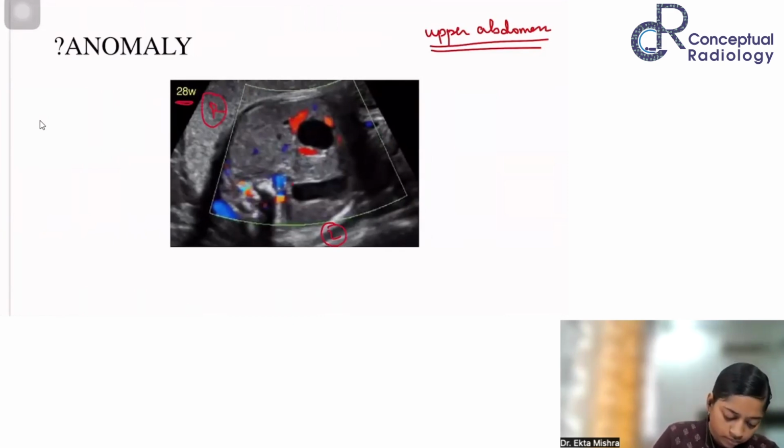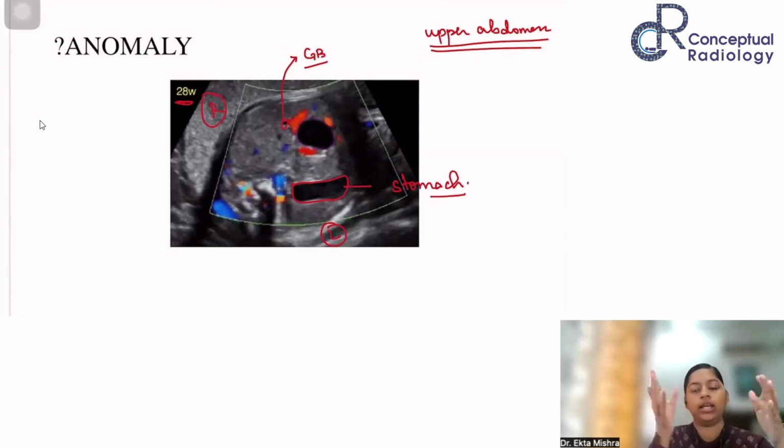So this oblong structure is the stomach. This tiny thing which is not taking color, because we have put the color box over almost the entire image, is likely the gallbladder. So we have a cystic lesion in between the gallbladder and the stomach in the upper abdomen. So we read four types of cysts.